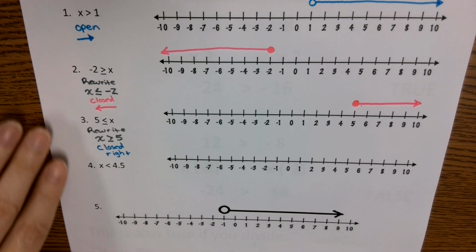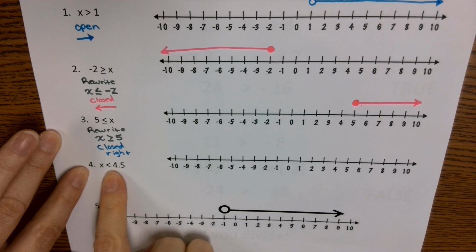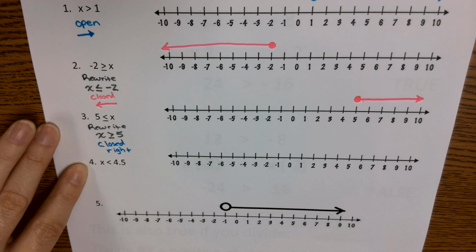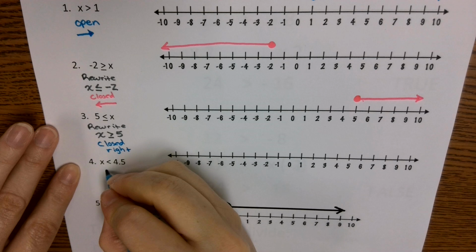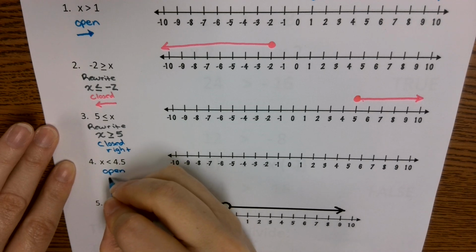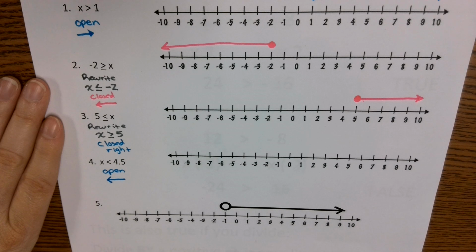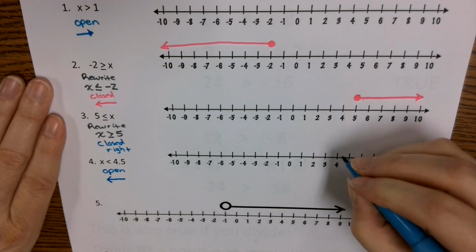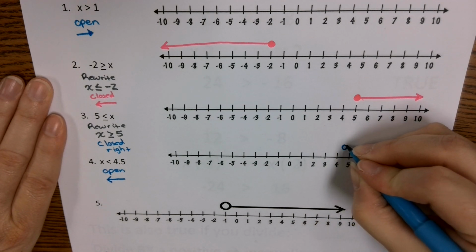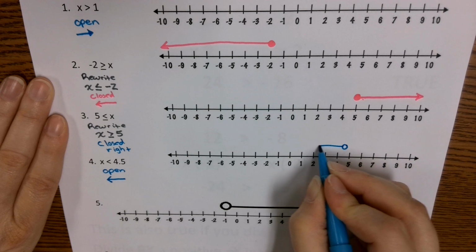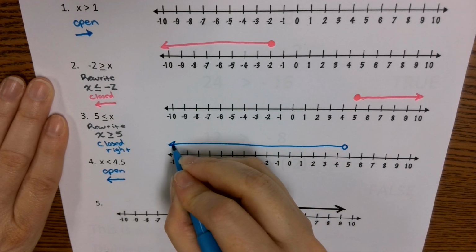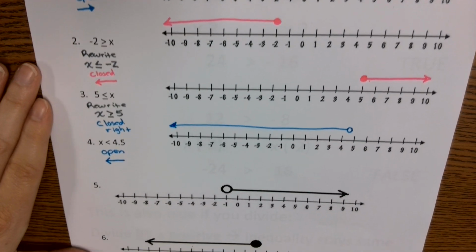My bad. Number 4, x is less than 4.5. I don't need to rewrite. Open or closed? Open. Left or right? Left. Okay, starting at 4.5. So that's in between the 4 and the 5. It's going to be an open circle, and we're going to go ahead and go to the left. Okay, so there's what our graphs should look like.